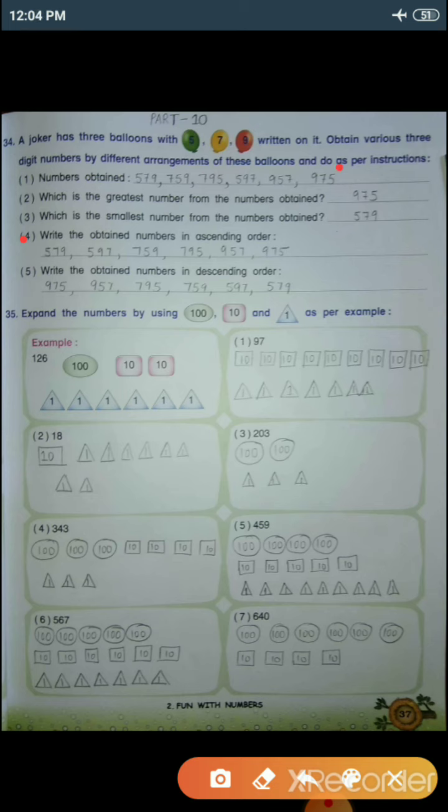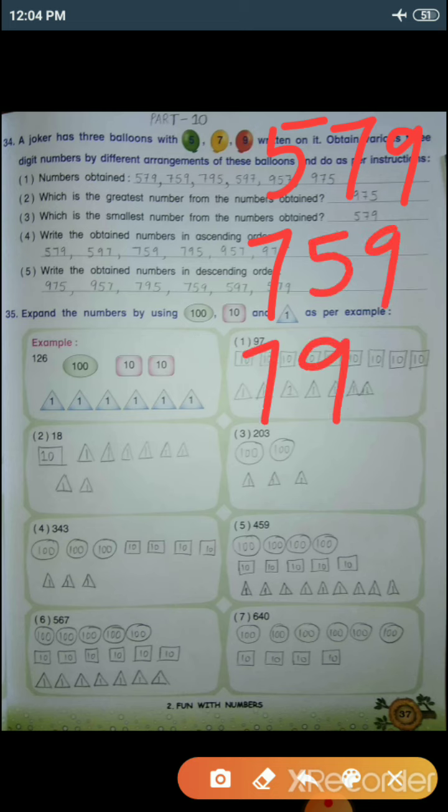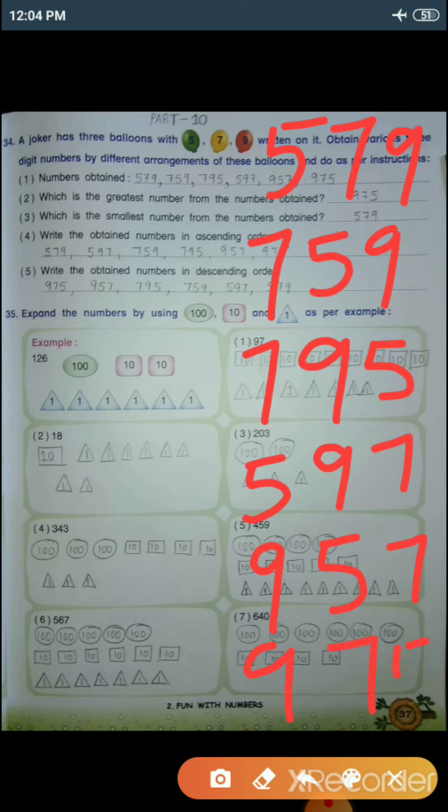Now with the help of these 6 numbers we are going to arrange the ascending order. Numbers are 579, 759, 795, 597, 957 and 975. So what do you mean by ascending order? Ascending order means smaller to greater number. So which one is the smallest number?